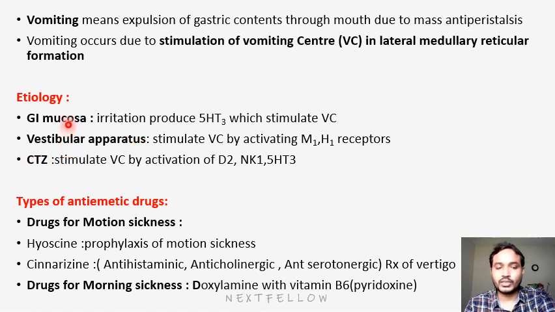Due to gastric mucosal irritation, it will produce a mediator, that is serotonin, which will stimulate the vomiting center, thereby causing vomiting. Similarly, the vestibular apparatus will stimulate mediators through M1 and H1 receptors. M1 will produce acetylcholine, H1 will produce histamine. These acetylcholine and histamine mediators will bind to the vomiting center and produce vomiting.